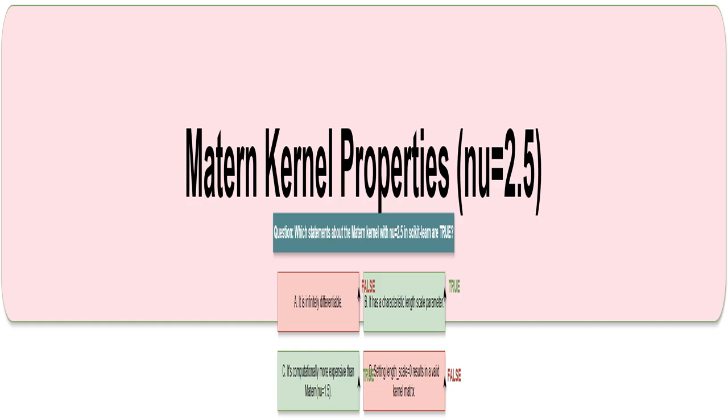This describes the properties of the Matern kernel, a function used in Gaussian process regression, specifically when its smoothness parameter, nu, is set to 2.5. We'll explore what this means for its differentiability, computational cost, and the effect of its length scale parameter.